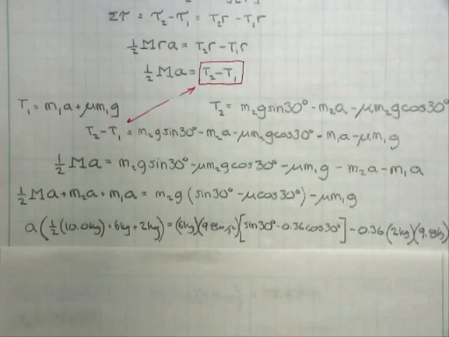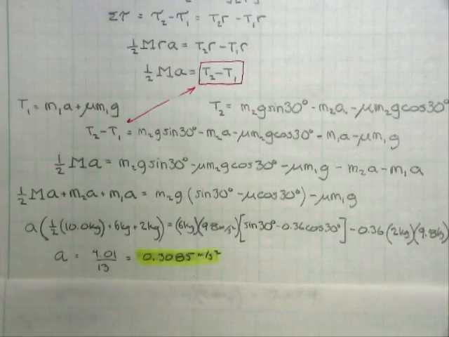And now I'm just plugging and chugging. We're trying to solve for a, so let's factor that out. Then we know everything else. We know big M, we know m2, we know m1. We of course know g and we know mu. And we end up with an acceleration of 0.3085 meters per second squared.